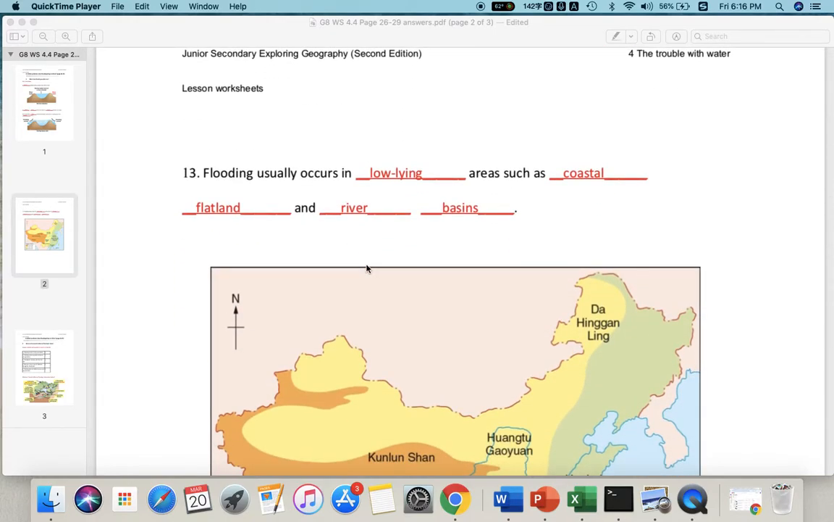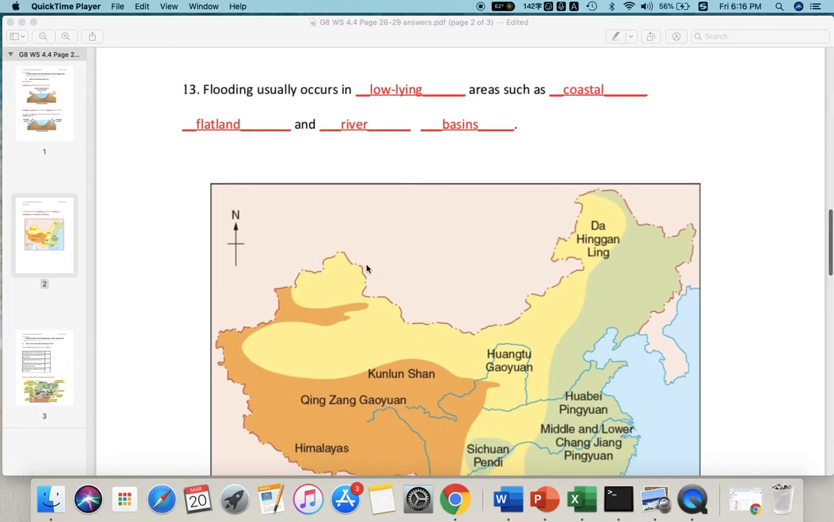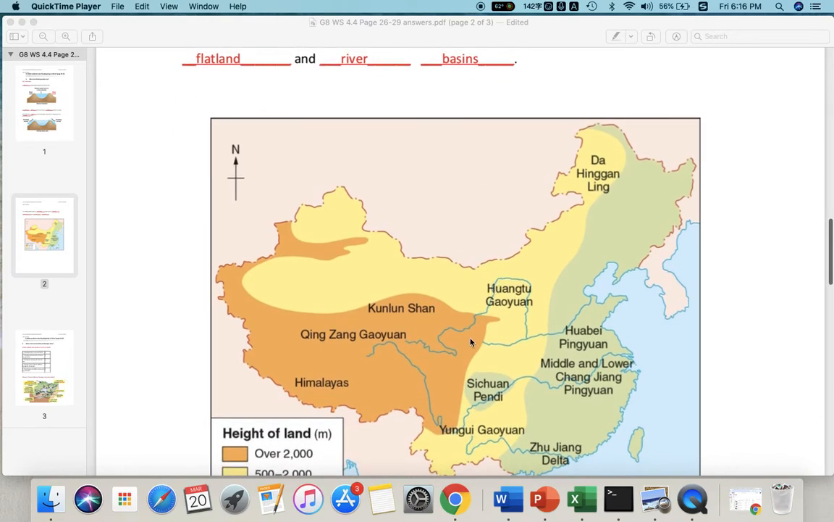And where will flooding usually occur? Flooding will usually occur in low-lying areas, 低洼地區. For instance, the coastal flatland, 沿岸嘅一啲平地啦, because if it is highland, it is not so easy to have flooding. And the river basins, 河盤啦, 河盤嘅意思即係呢一啲河嘅附近嘅一個位置啦. So the river basin means the area surrounding the river or its tributaries.